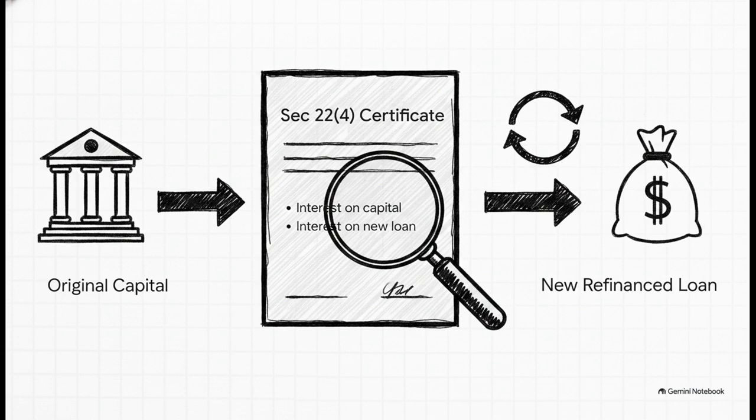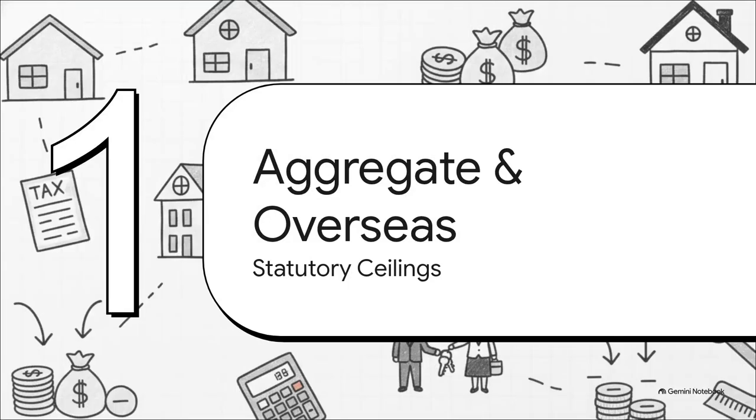the original eligible borrowing. For instance, if your client takes a new loan at 8% from HDFC to pay off an older 10% loan from SBI, the certificate has to clearly show the interest payable on that new HDFC loan to validate the deduction. Part 5. Aggregate Limits and Overseas Interest. Let's look at the statutory ceilings.